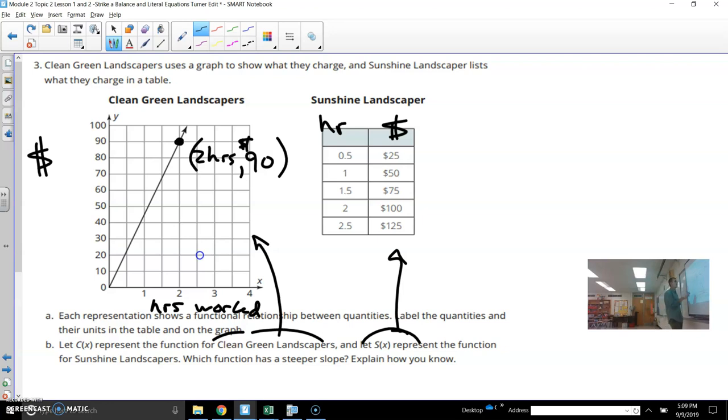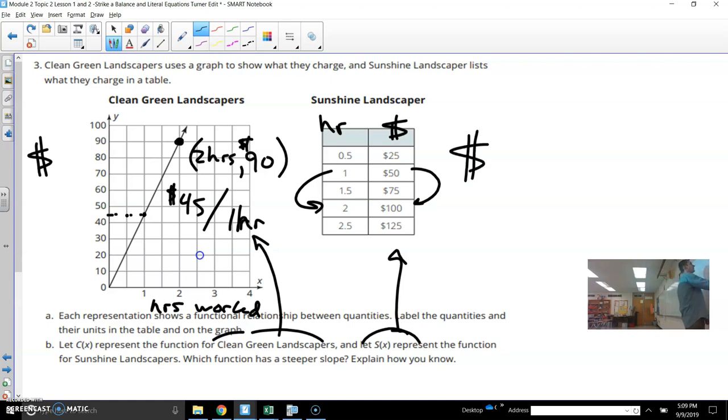That basically tells me that it's $45 for only 1 hour. And you can actually see that 45 right here. So I'm going to do something similar over there. It looks like for half an hour, it was $25, but for 1 full hour, it was $50. And we can see that that makes sense here because 2 hours is 100. So this is basically $50 per hour.